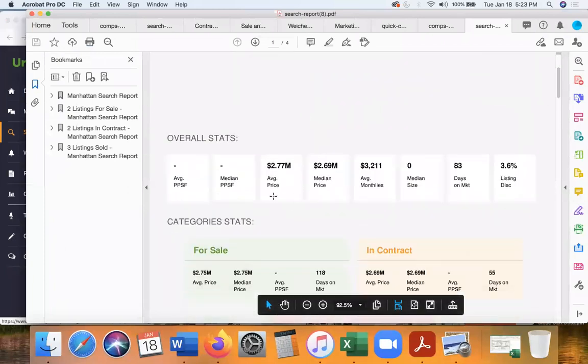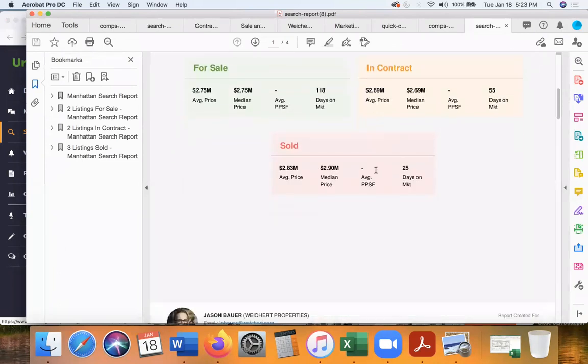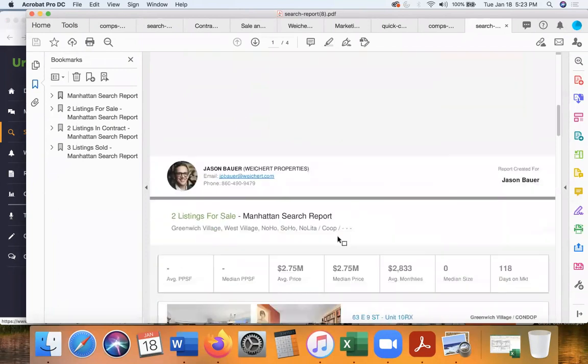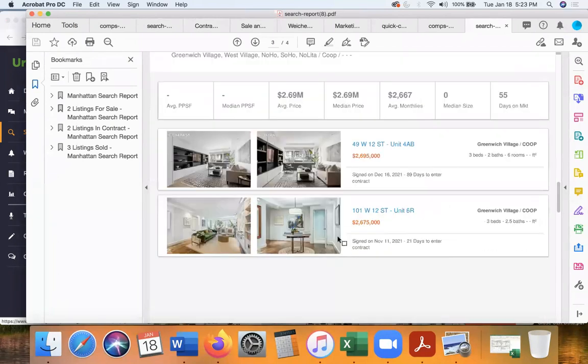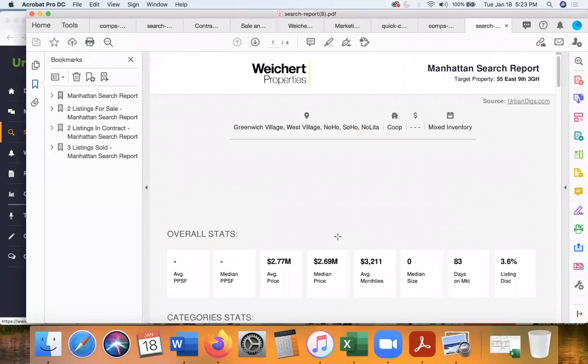So again, average price for a 3-bedroom in the village, median sale price, average monthlies, right? Sold data, in contract data, closed data, and the properties themselves, right? So this is helping you show them and maybe guide them in terms of where they're going to put in a price if they're looking at specific units.